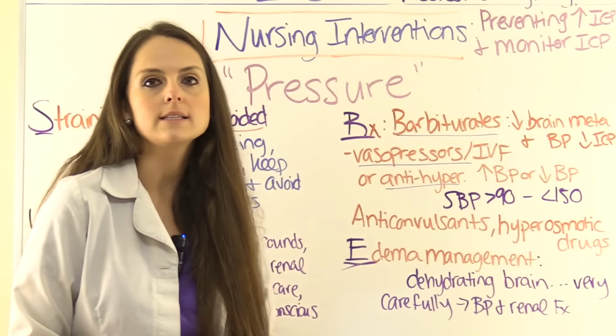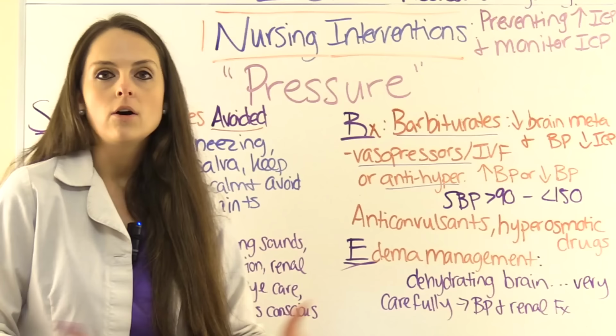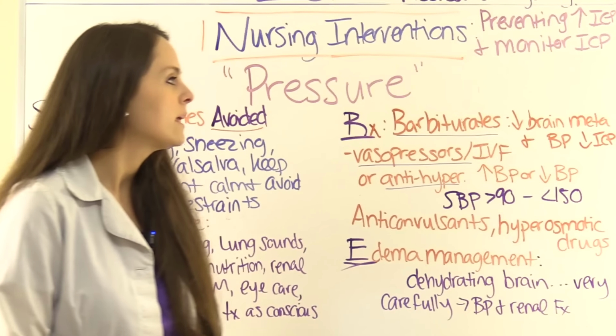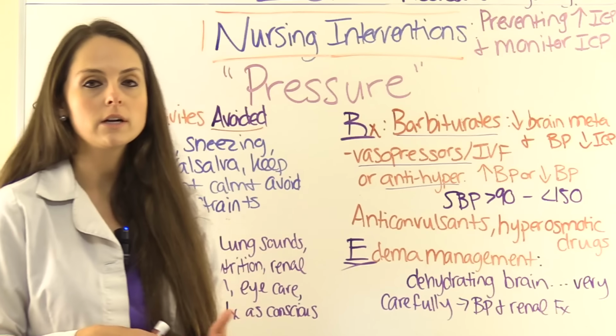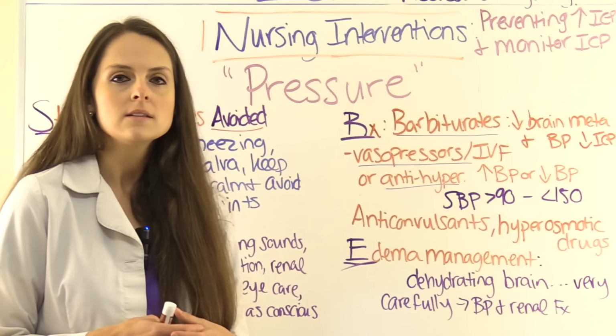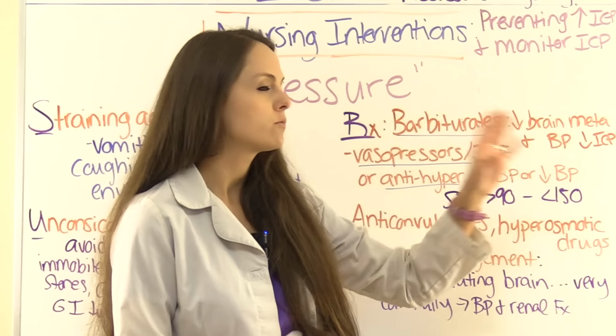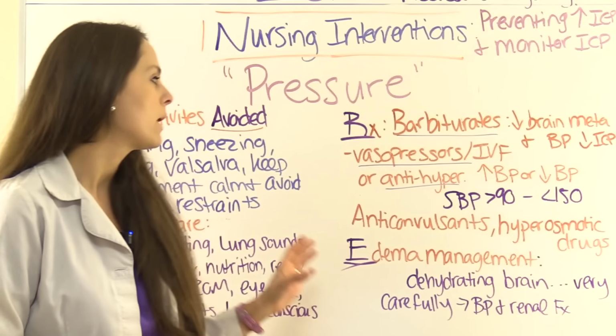Let's talk about the drugs that these patients may be on. One drug type category is called barbiturates, and these drugs help decrease brain metabolism, so slow the things down in there, and help decrease blood pressure, which in turn is going to decrease our intracranial pressure.